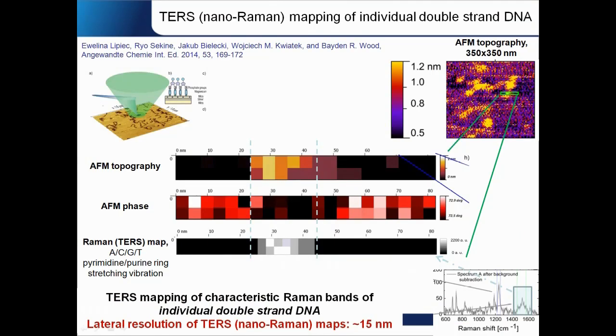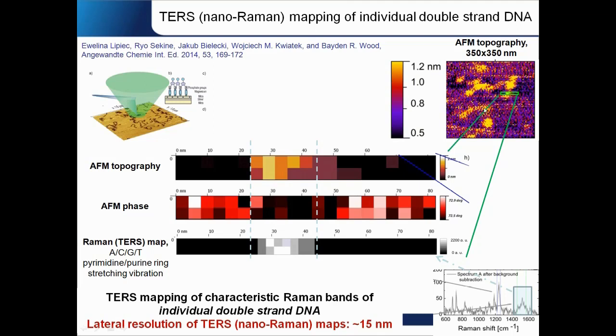And it is my pleasure to show here the latest data done with the NT-MDT instrument. This is the TERS mapping of individual double-strand DNA molecules. This was done by Dr. Evelina Lippitz and her colleagues in Australia using the NT-MDT instrument in the group of Professor Don McNaughton and Baden Wood. So here you can see the AFM topography of the DNA structure on the microsurface.